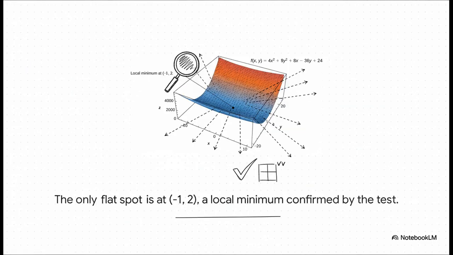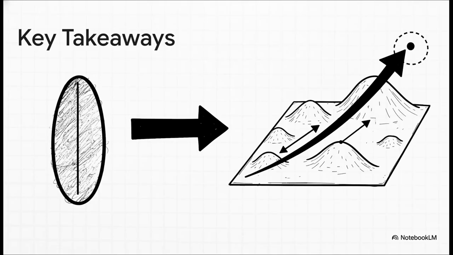Here, look at this concrete example. For this sort of bowl-shaped surface, the math tells us that the gradient is only 0 at one single spot, the point (-1, 2). That's our critical point. It's the very bottom of the bowl. And then we can use that second derivative test to confirm, yep, that's a local minimum. Our tools work perfectly. So let's just take a breath and recap the journey we just took.